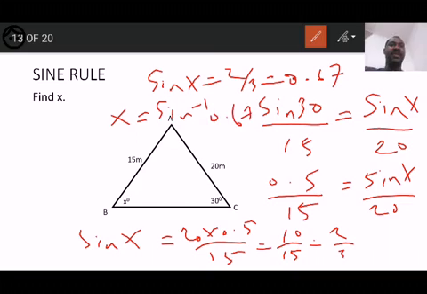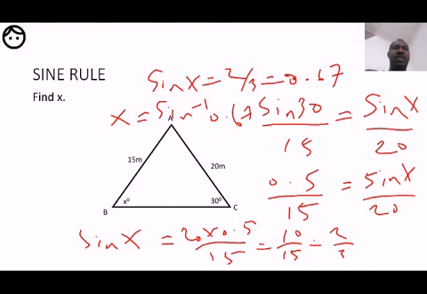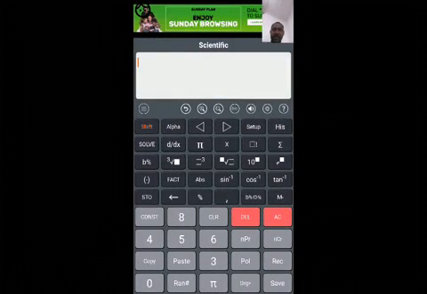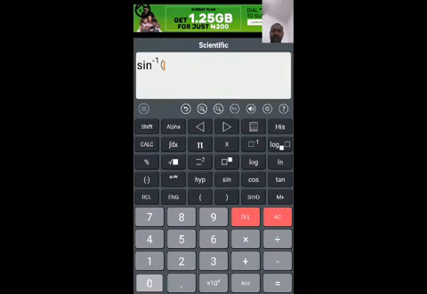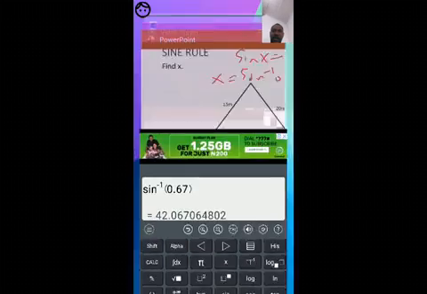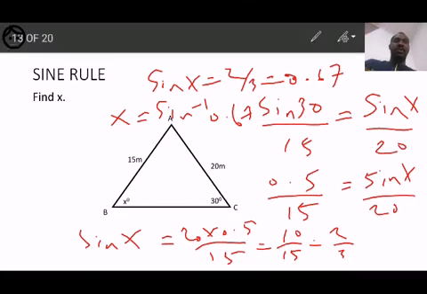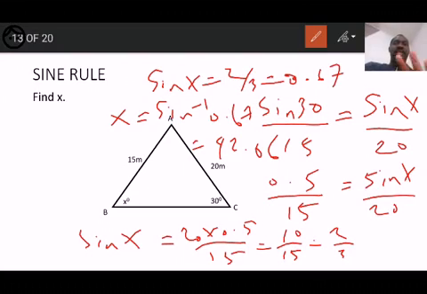So let's quickly find the sine inverse of 0.67 on a calculator. We have shift sine inverse of 0.67, and that gives us 42.06. So that's our answer. We come here to write our answer, which is 42.06. So that's the value for the angle x.